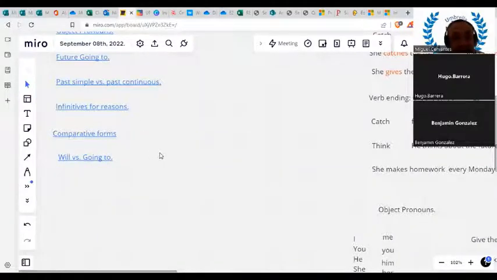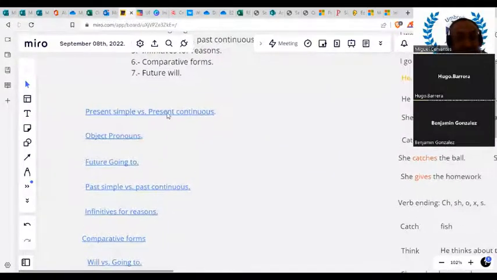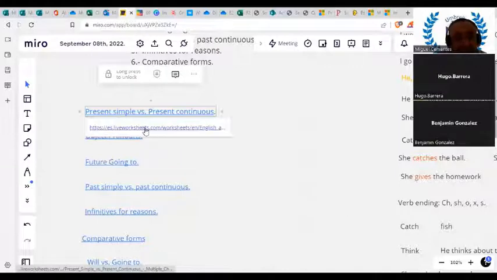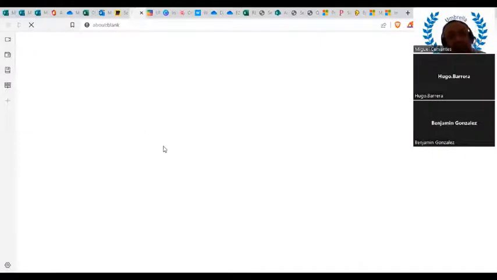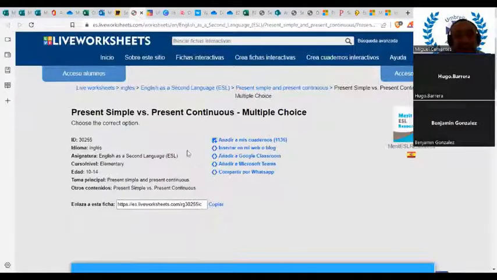¿Ok? Y abajo, chicos, si dan clic sobre los temas, vean, están hipervinculados. Si dan clic sobre los temas, va a aparecer así, bien. Dan clic sobre el tema y les aparece una liga. ¿Se pueden ver? Sí. Dan clic en la liga y los va a llevar a un ejercicio de reforzamiento relacionado a ese tema. Okay.